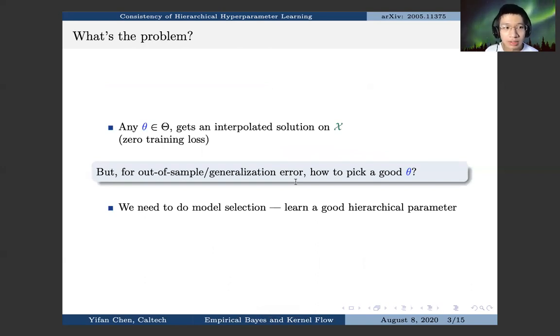So what's the problem? As we all know, Gaussian process regression can give us a solution that completely agrees with the truth on the data set if we are in the noise-free scenario. That's to say, for any theta, we can get a solution that achieves zero training loss. However, in practice, we often care more about the out-of-sample error or generalization error. In that case, how shall we pick a good theta? This is a model selection problem. We need to learn a good hierarchical parameter theta from data.